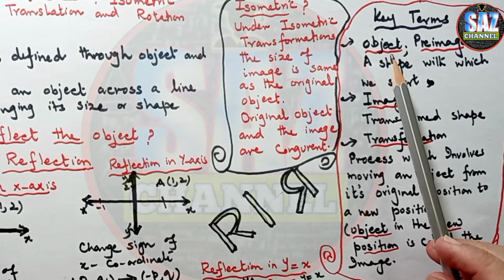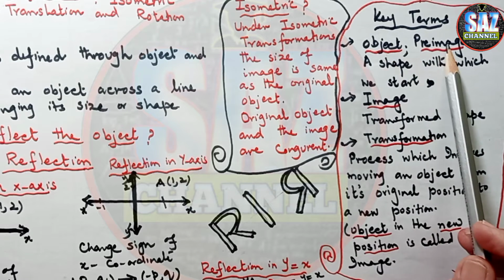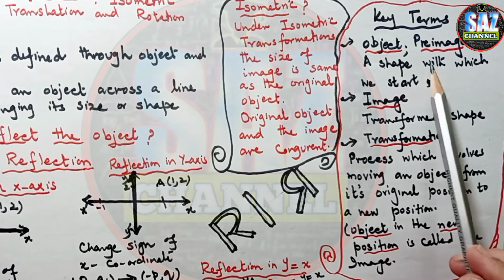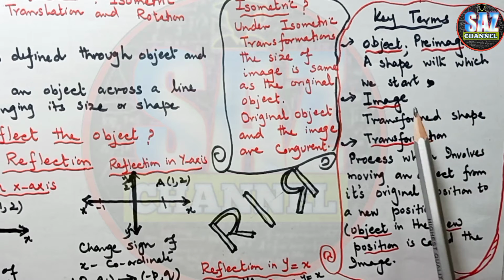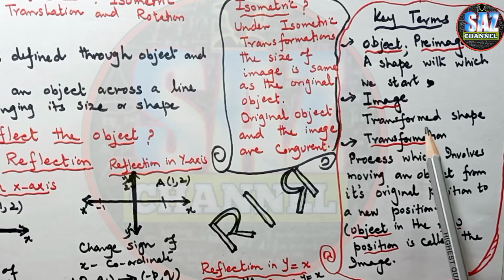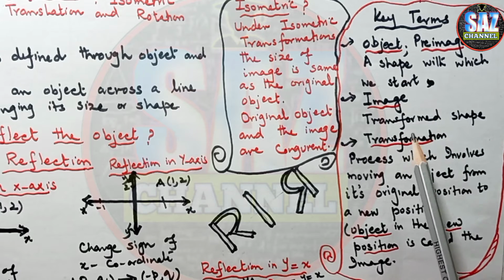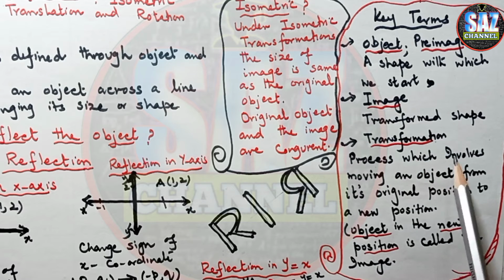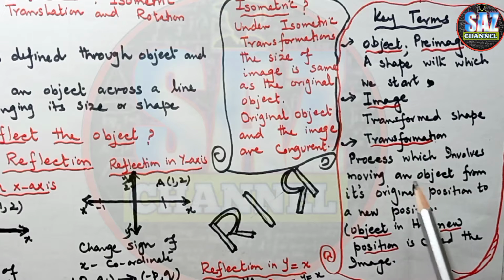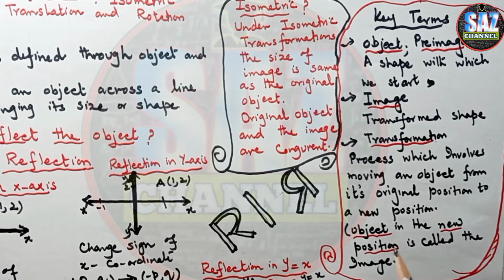What is the meaning of the word object or pre-image? A shape with which we start is called the object or pre-image. What is image? The transformed shape is called the image. And what is transformation? It's the process which involves moving an object from its original position to the new position. The object in the new position is called the image.